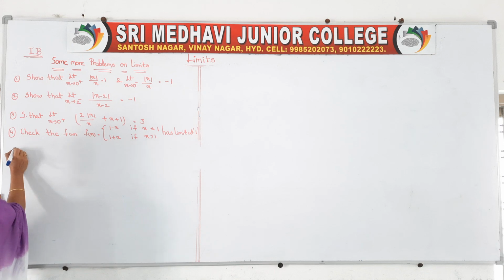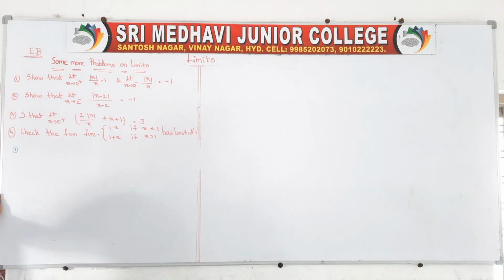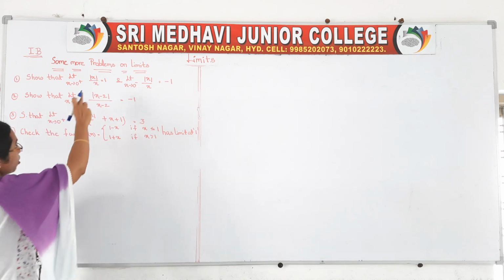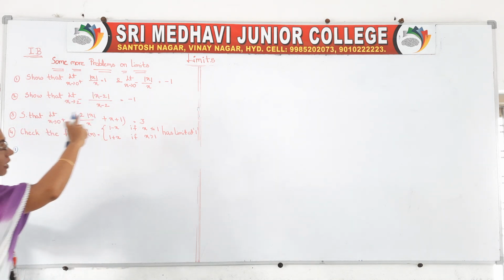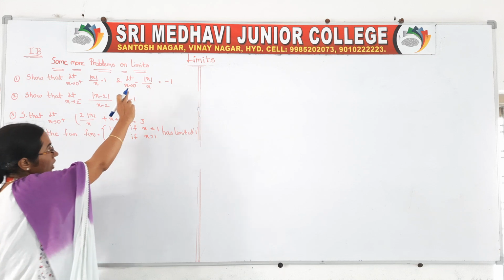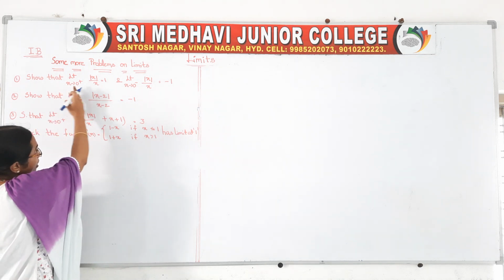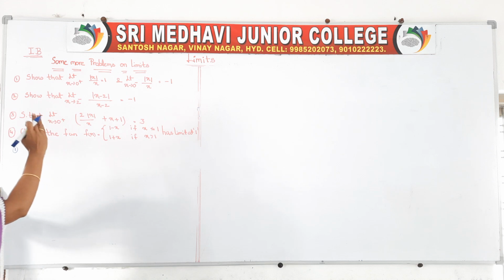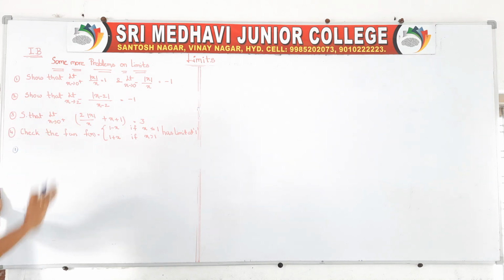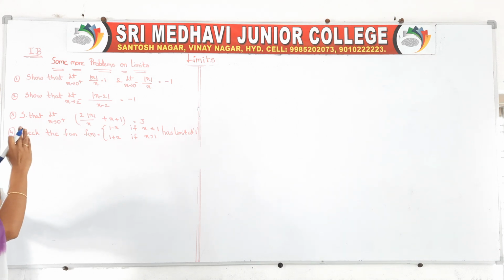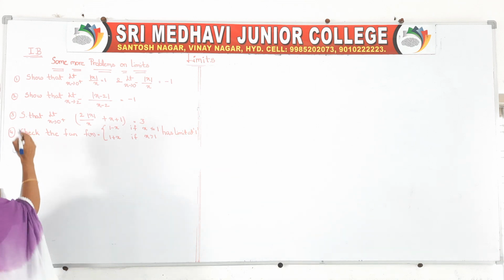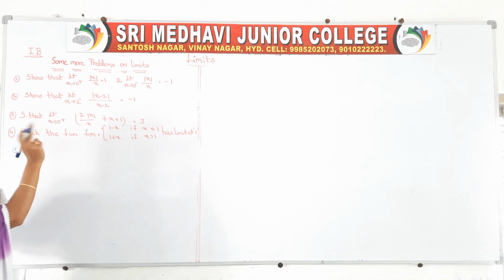What is the first question? Show that limit x tends to 0 plus mod x by x is equal to 1 and limit x tends to 0 minus mod x by x is equal to minus 1. If you observe, it is the same function. It is a right hand limit and a left hand limit. 0 plus means right hand limit, 0 minus means left hand limit. So we have to show that the right hand limit value is equal to 1 and the left hand limit value is equal to minus 1.